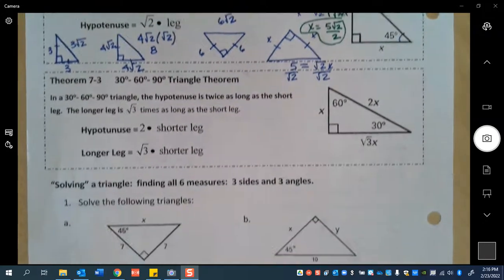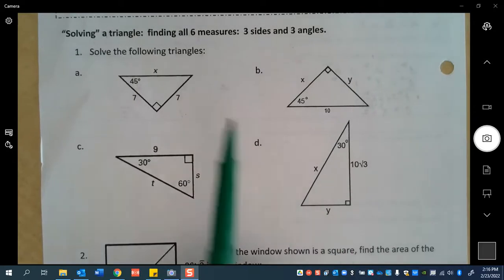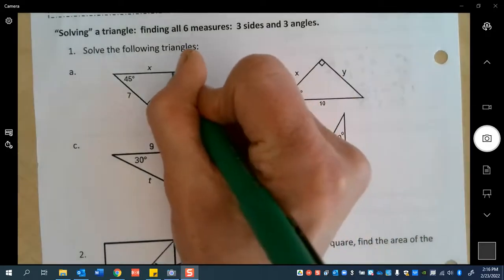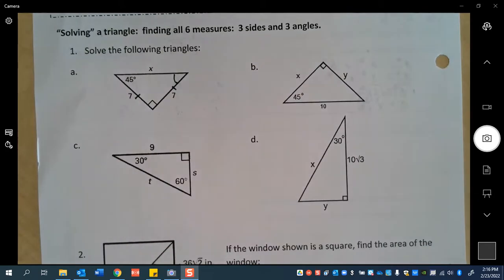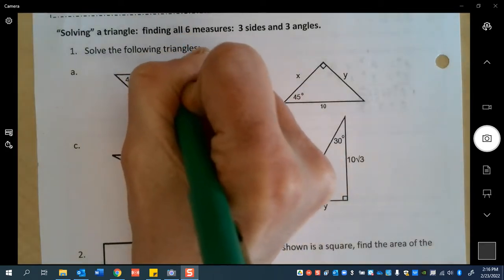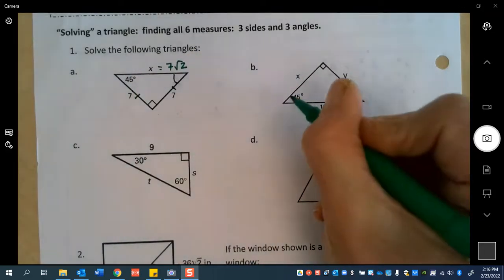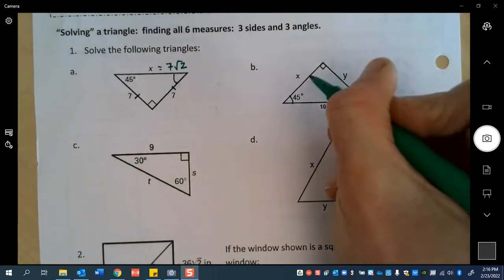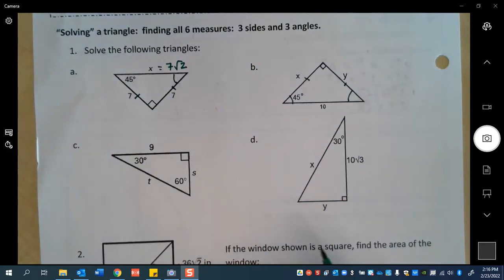So let's skip down to number 1. 45, 45, 90. Isosceles right triangle. What is x equal to? 7. 45, 45, 90. Isosceles right triangle with your partner. Tell me what x and y are equal to.